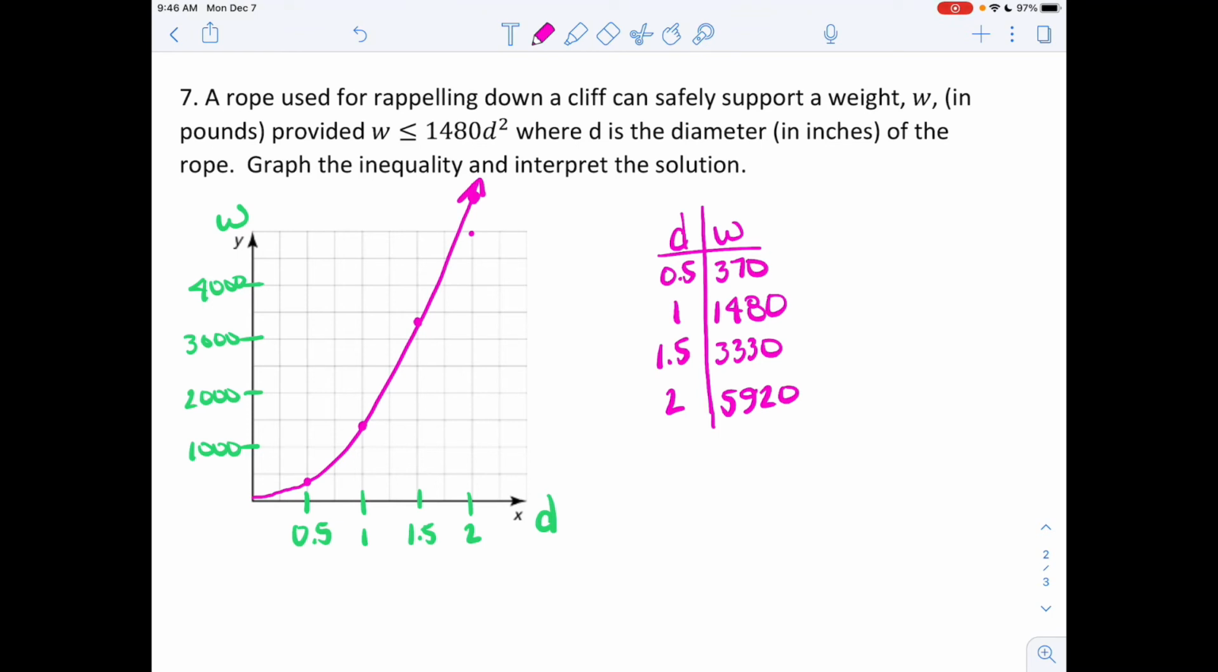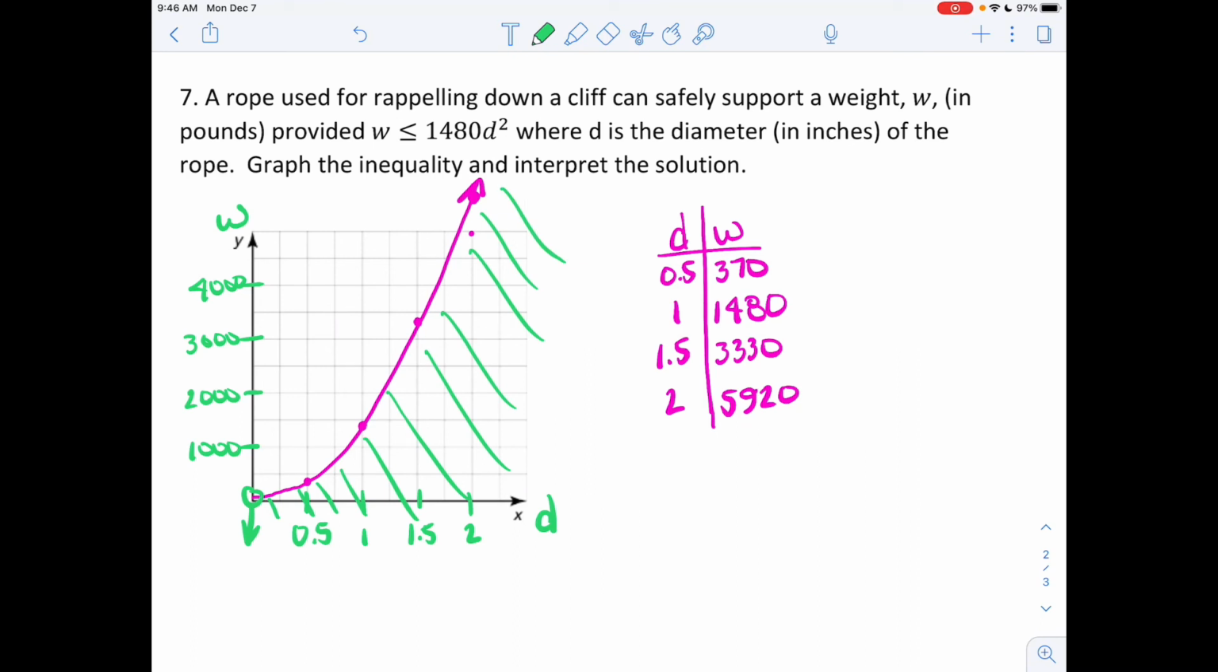Now we need to decide whether to shade above or below. I have a less than or equal to symbol, so less than means low. I want to go down below the vertex. Here is my vertex, and I want to shade down. Down is outside of the parabola, is the other way to think of that, so we are going to be out here on the outside.